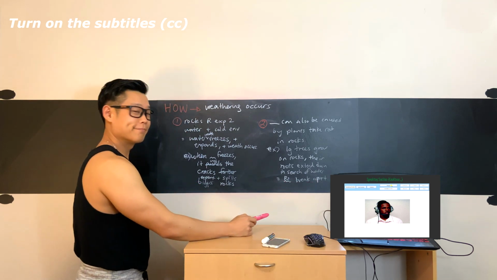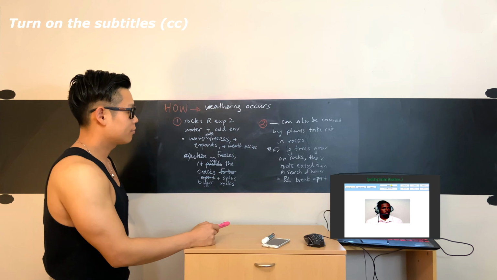Using points and examples from the lecture, explain 2 ways weathering occurs.